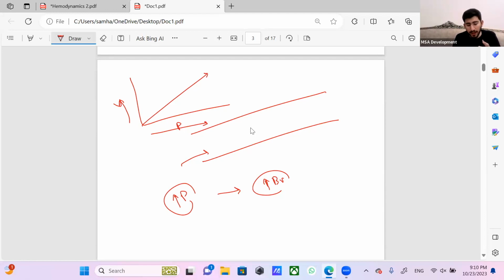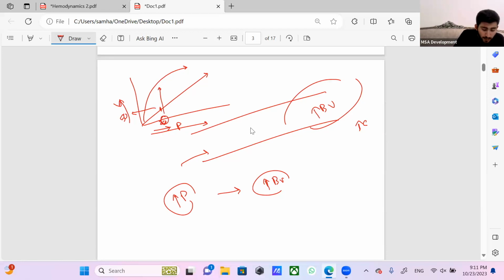But since we have compliance of the blood vessel, if we have high compliance, the blood vessel will be big and it will contain more blood volume. So once we increase the pressure with a very highly compliant blood vessel, we will have much higher blood volume. Look here at this blood pressure: let's say blood pressure of 20, blood volume of 50. But since we have high compliance, this 20 blood pressure will give us, let's say, 100 blood volume. So that's the first thing about compliance.